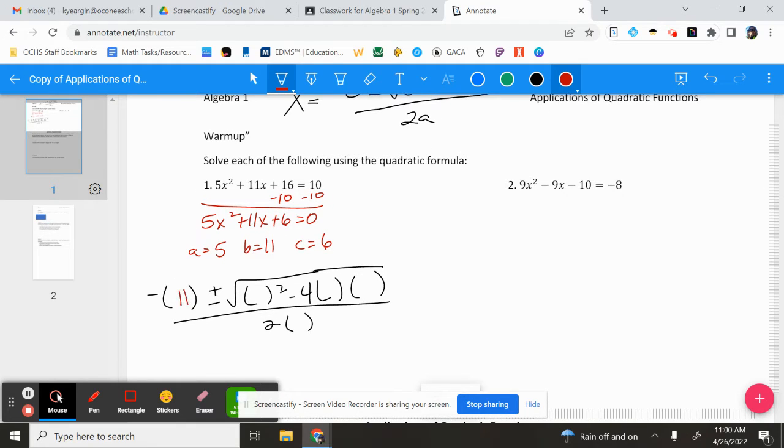Negative b, so b was 11. B squared, 11 squared, minus 4 times a, 5, times c, 6. And then the denominator is 2a. And my a value here is 5.